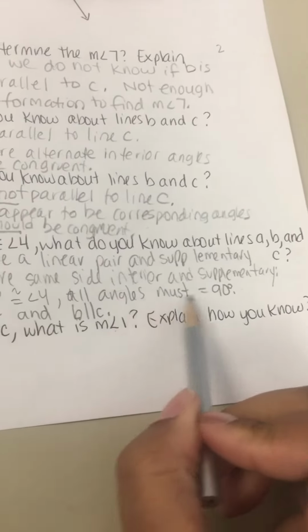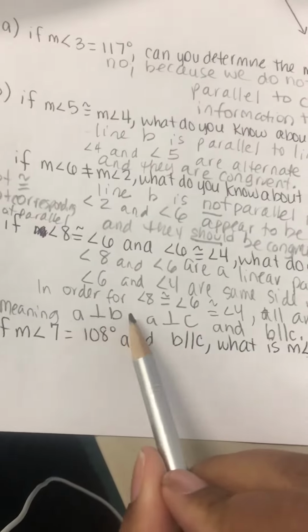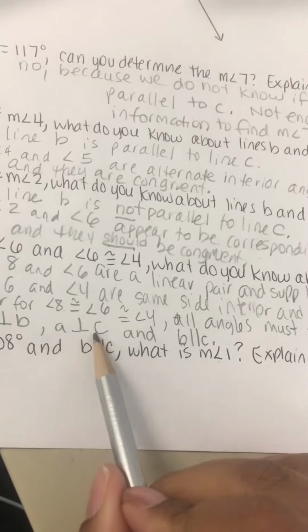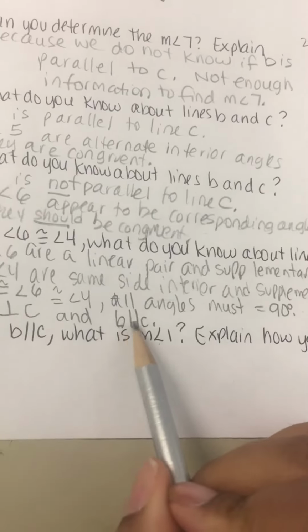So because all the angles are 90 degrees, A and B are perpendicular, A and C are perpendicular, and B is parallel to C. That's what most of you missed on the test. You forgot to write that whole sentence.